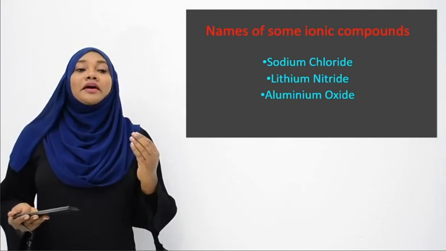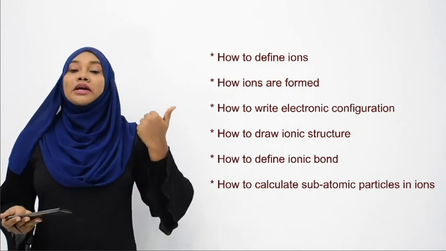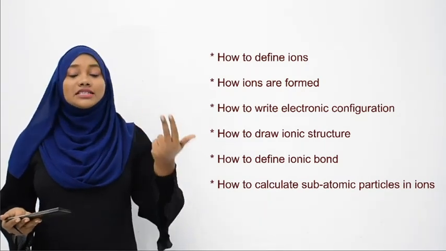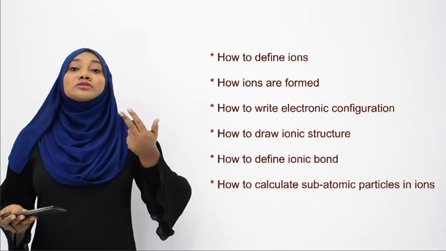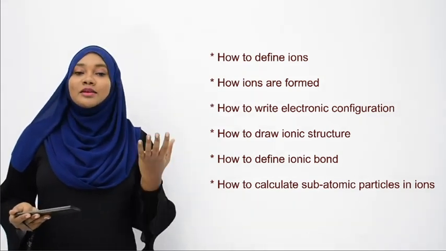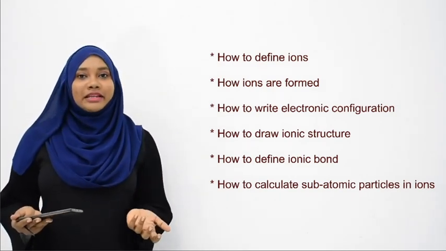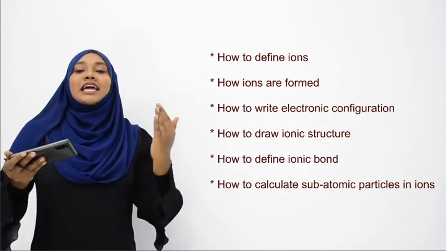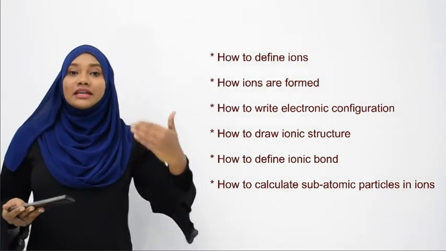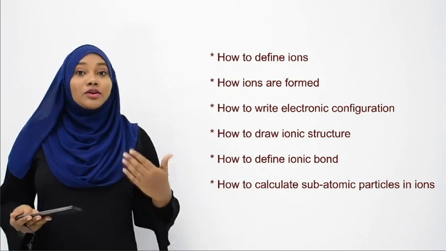Okay? So in today's lesson, I have explained how to define ions, how ions are formed, how to write the electronic configuration of ions, how to draw the structure of ions, as well as what else? What else did I explain? Yes, I have defined ionic bond as well as calculating the number of subatomic particles in ions.